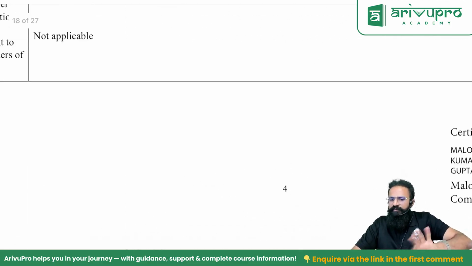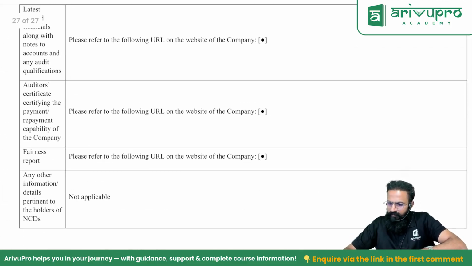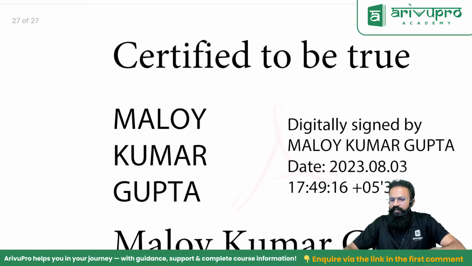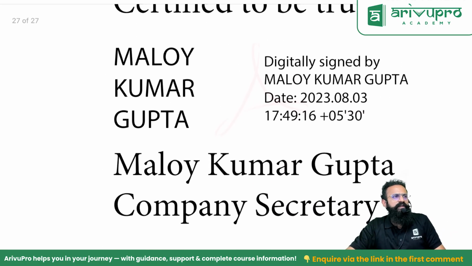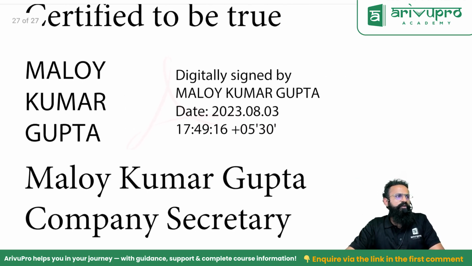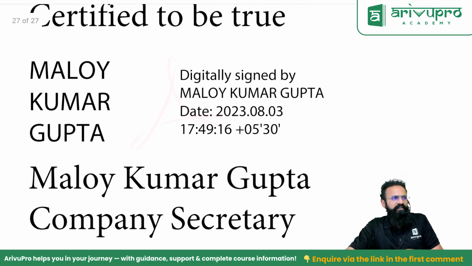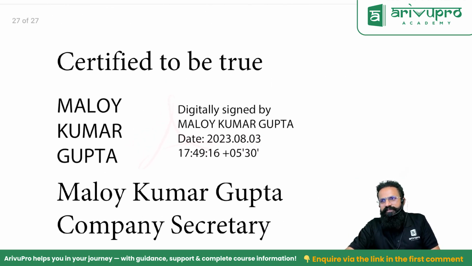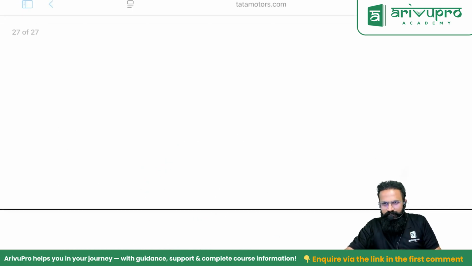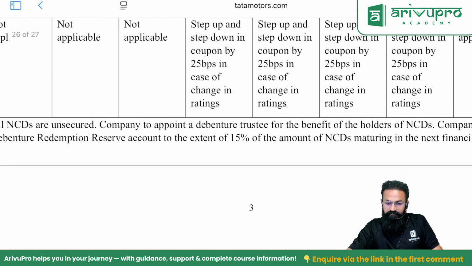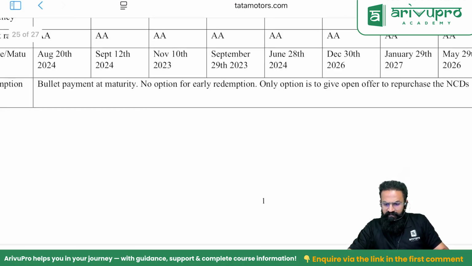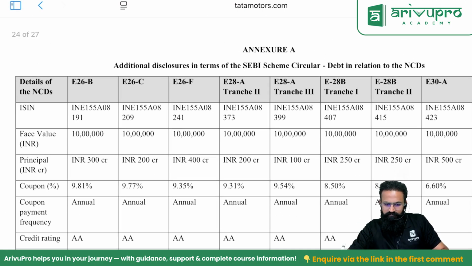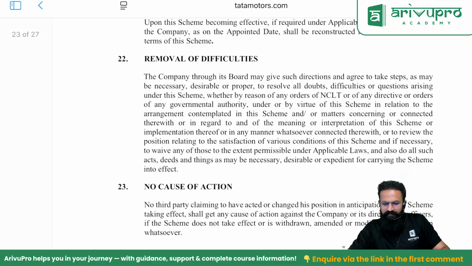Now this is a scheme which will be sent to NCLT. You can see, certified to be true by who? Malay Kumar Gupta, company secretary. Clear? But you said Tata Motors, without going to the creditors, they directly went to NCLT. Did I tell that? Something like that I didn't tell.